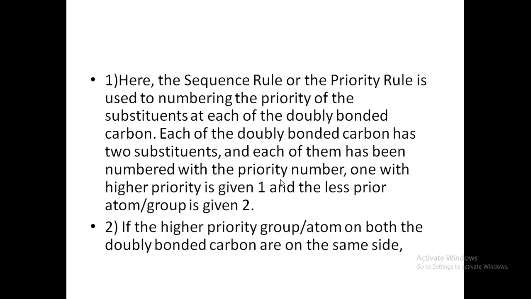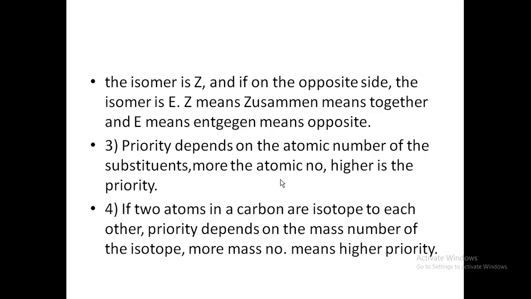So it is clear, you have to number the substituents according to their priority. The one which has higher priority is assigned number 1, and the substituent which has lower priority is assigned number 2. If the higher priority groups or atoms on both the doubly bonded carbons are on the same side, then that isomer is called Z. And if they remain on the opposite sides, that isomer is called E. Here Z comes from the German word zusammen, meaning together, and E means entgegen, meaning opposite.